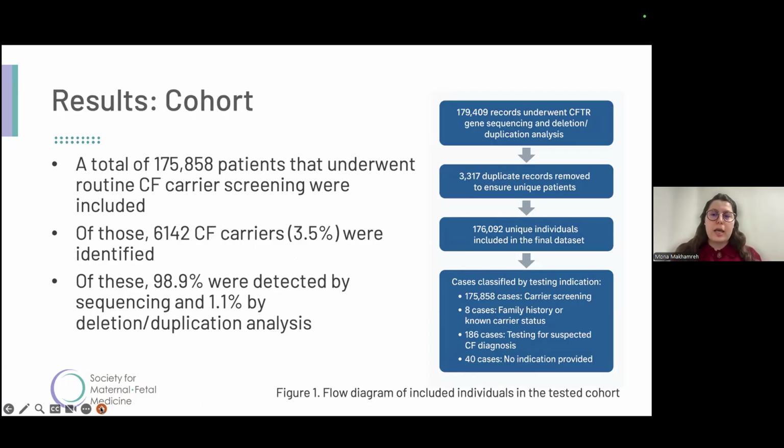And for our results, the flowchart illustrates the flow of testing that occurred for CFTR specifically, gene sequencing and deletion duplication analysis. A total of 175,858 patients that underwent routine cystic fibrosis carrier screening were included. Of those, a total of 6,142 cystic fibrosis carriers were identified, which is 3.5% of the tested cohort. Of these, 98.9% of carriers were detected due to CFTR full gene sequencing, while 1.1% of the carriers were identified due to deletion duplication analysis.